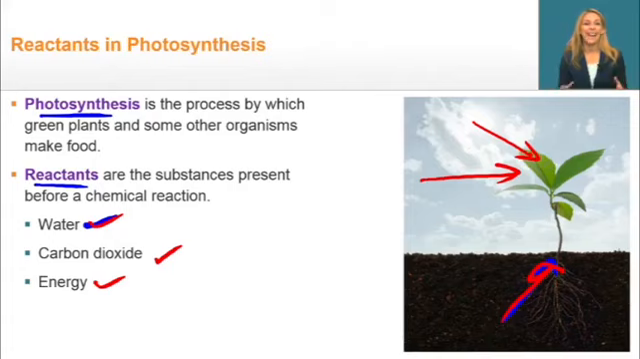Please recognize that energy is not actually a substance, but it is crucial for photosynthesis, so we're including it in the reactants list. Once all of these reactants are present, the process of photosynthesis takes place through a series of chemical reactions. What are the results?